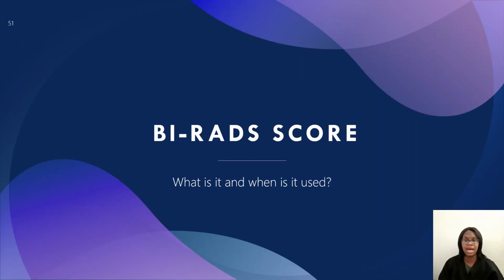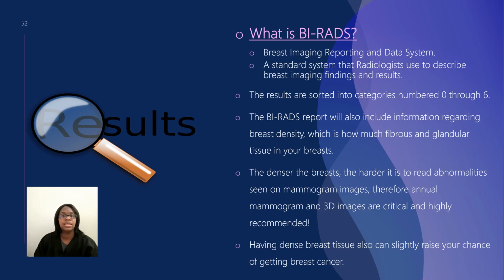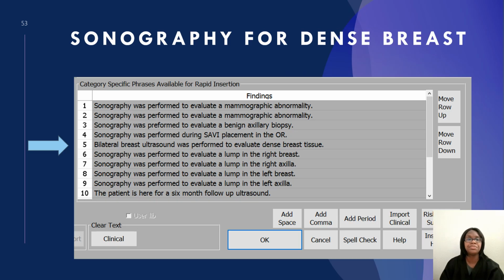Now let's talk about the BI-RADS score. In breast imaging, the BI-RADS score is pretty much what the radiologists use to score or to read the images. Whenever they have a finding, there are numbers where they say, okay, number 0, that means the patient needs to come back in. It goes all the way down to number 6, and I will get into the BI-RADS score right now.